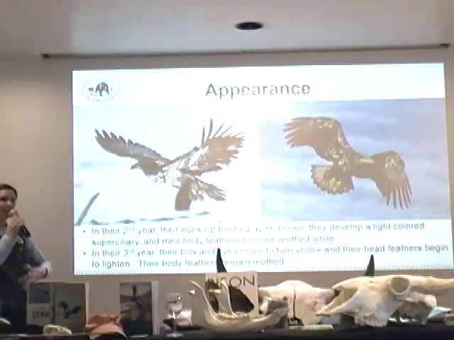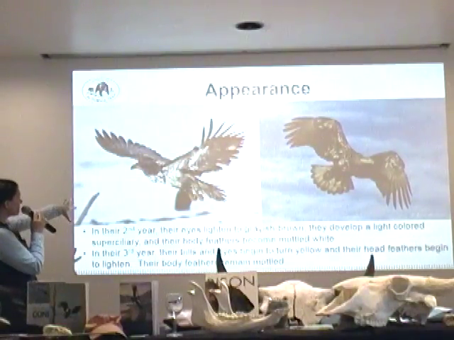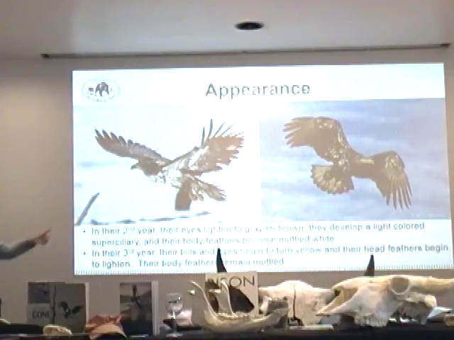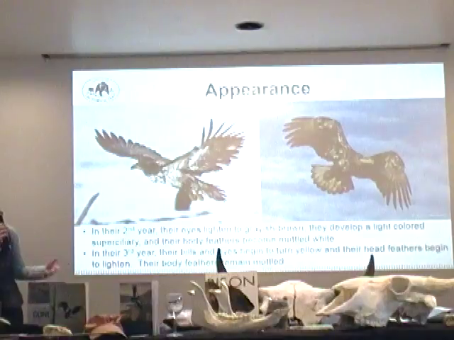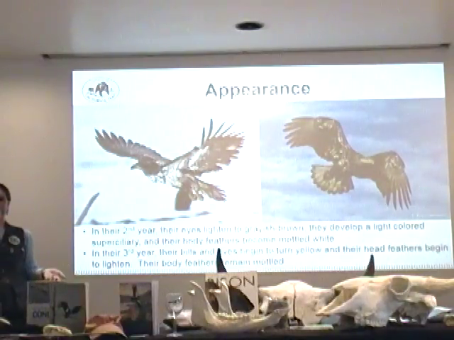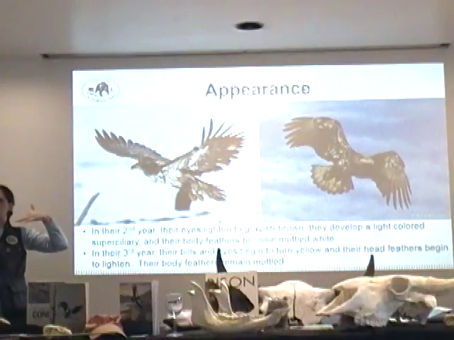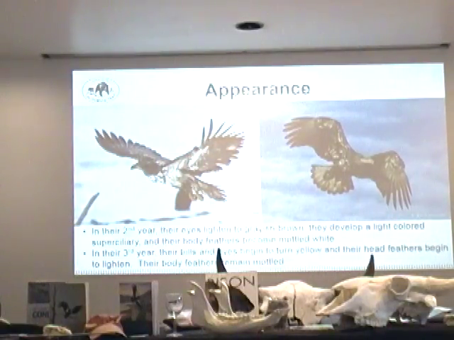And their body feathers lighten quite a bit. They're not solid white, they're a mottled white and brown. Our third year birds, which is the one further from me, are often confused for ospreys. And you can see their head feather coloration is very similar to an osprey in their third year.